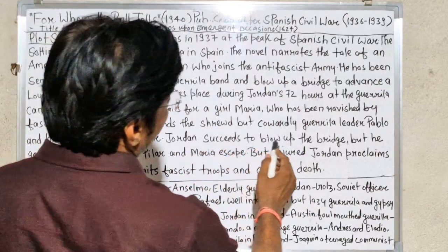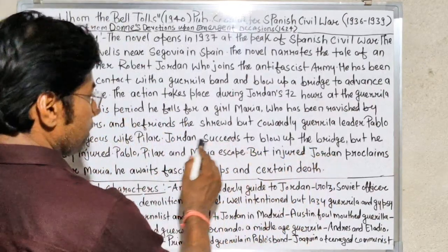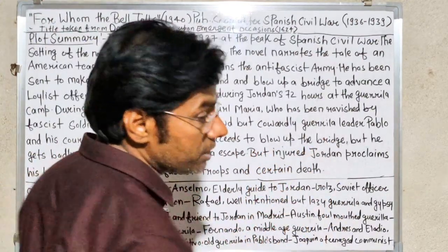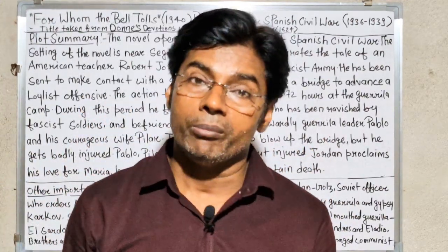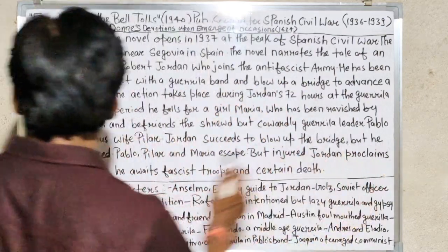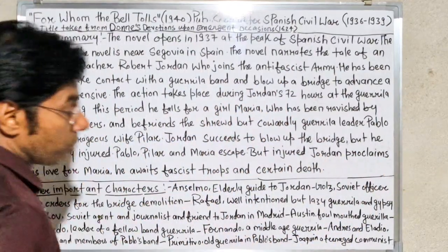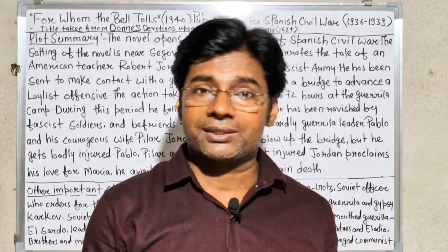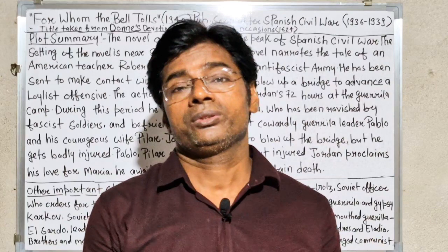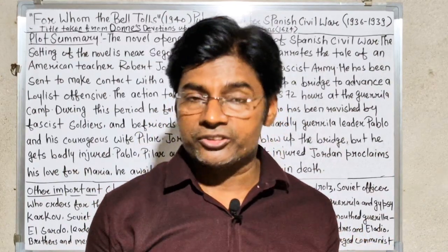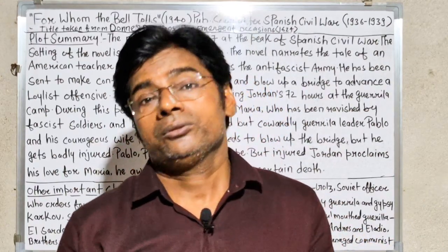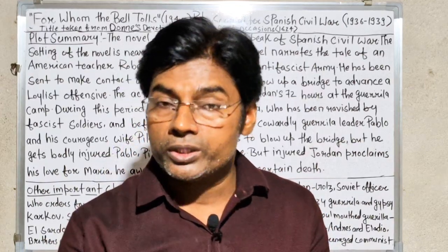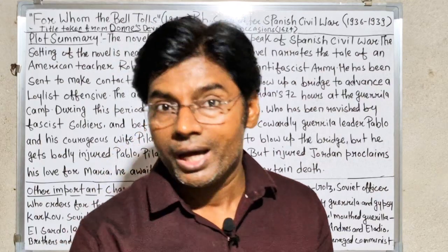Jordan succeeds in blowing up the bridge. Jordan succeeds in destroying the bridge. Blow up means destroying, by using dynamite. It's a kind of bomb. But he gets badly injured. So in a successful attempt of blowing up the bridge, this man Robert Jordan gets badly wounded.